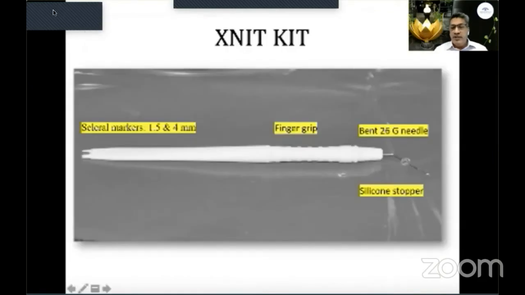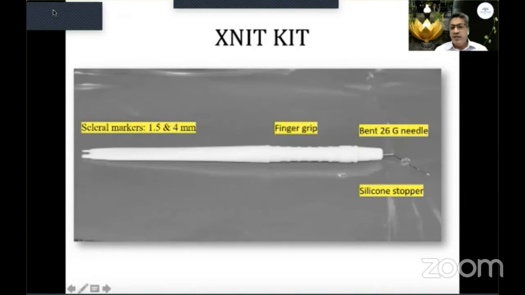So now this kit is developed by, I have no financial interest, Oral Lab now does it. It's called the XNet kit. In the back, you have markers, which is 4 millimeters and 1.5 millimeters to mark exactly. 4 millimeters is for the chariot tunnel. 1.5 millimeters is for the scleral entry.